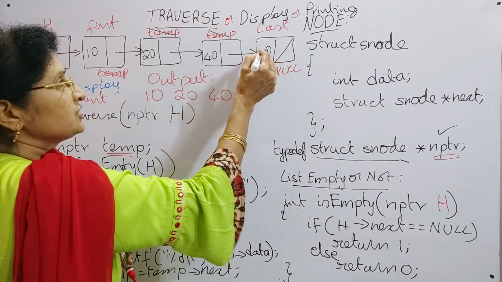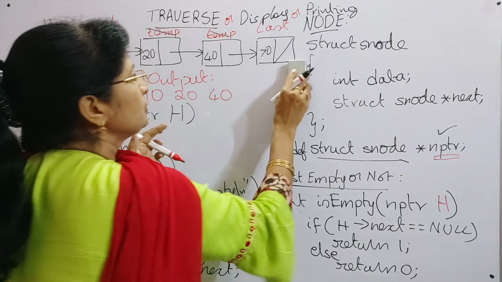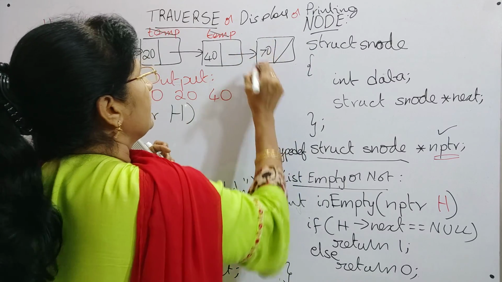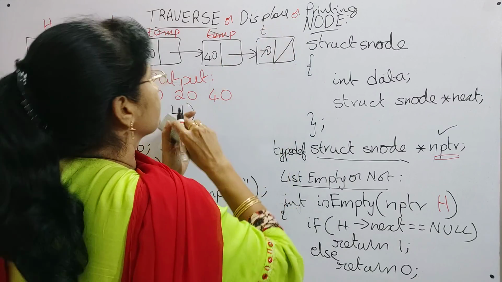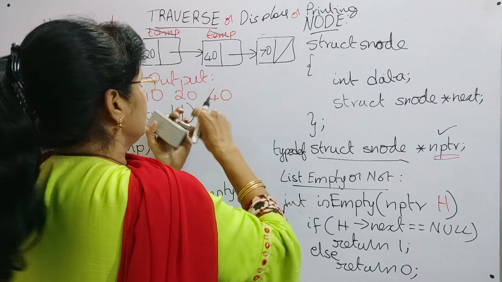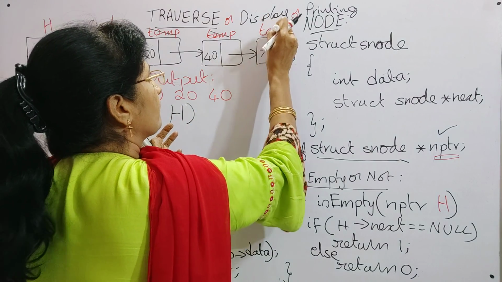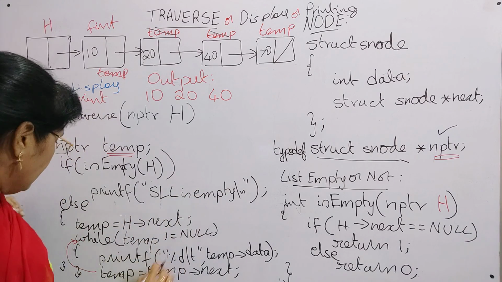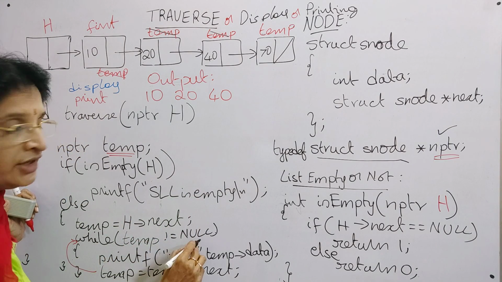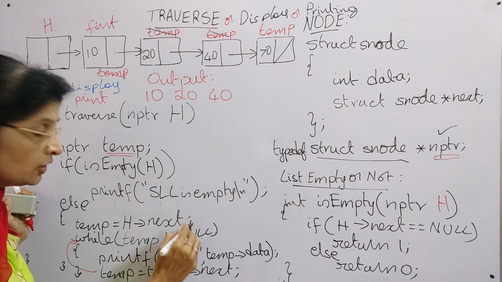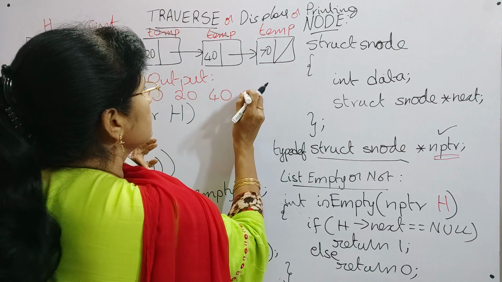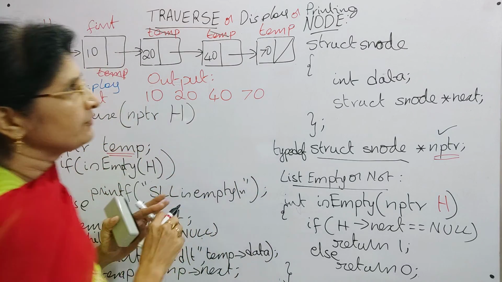Again the pointer is moving to the last node, and that is temp. Once it moves to temp, it will come to the condition again: temp not equal to null. Again the condition is true. So printf %d temp data, which is 70. 70 will be printed for you.